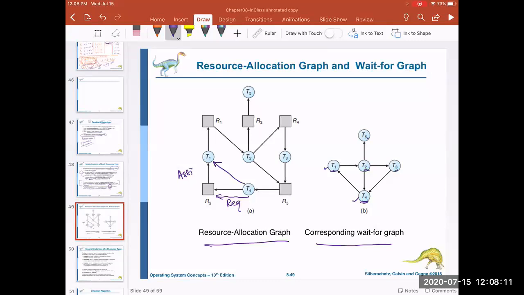Do you think there is any cycle in this graph? Yes, there is a cycle: T1, T2, T3, T4, and back to T1. This cycle is there, so obviously the deadlock has happened. The algorithm needs to make assessments that we will be discussing shortly, and based on that, it will try to break this cycle and free the resources.